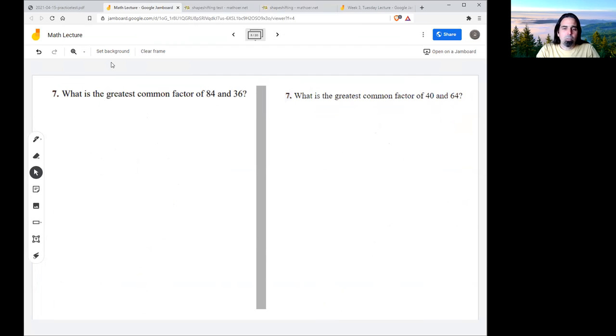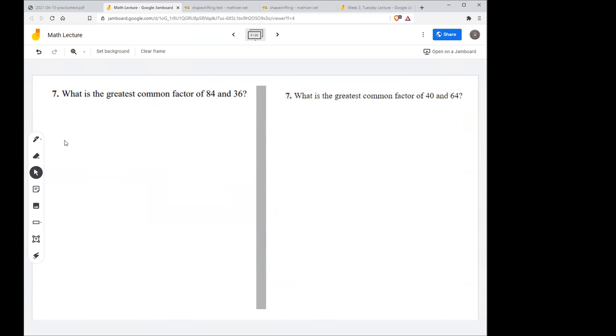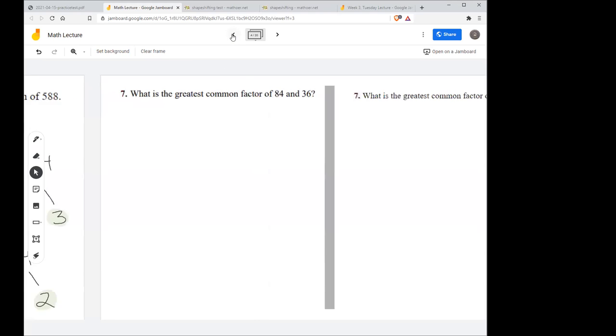Okay, greatest common factor of 84 and 36. Number 7, what do I do? I really have a hard time with these. I don't know. I'm sorry.